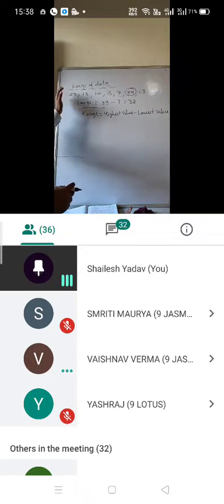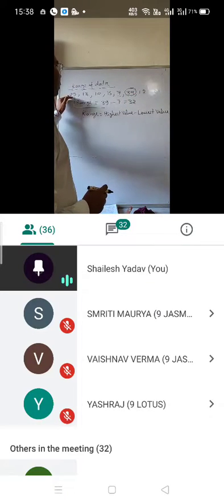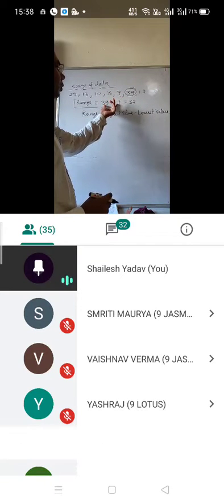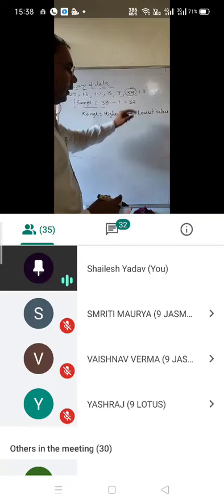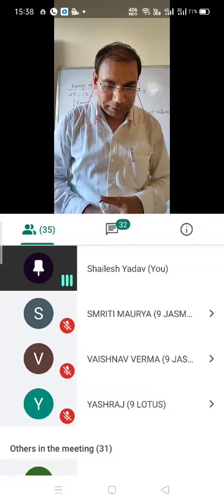Suppose certain numerical values are given and it is asked what is the range of the data. You need to find the highest value as well as the lowest value and subtract them, and that will be the range of the data. In this exercise 14.2, in some of the questions, it was asked what is the range of the data.